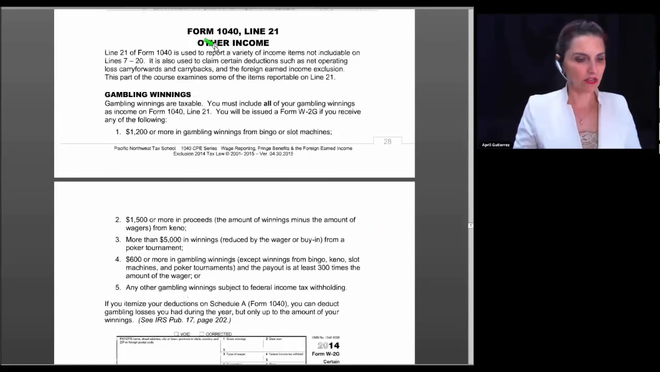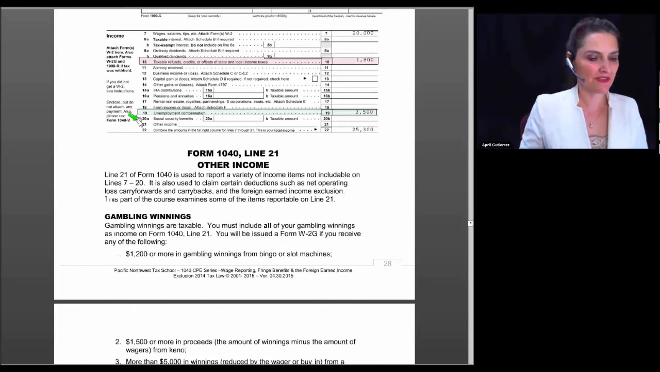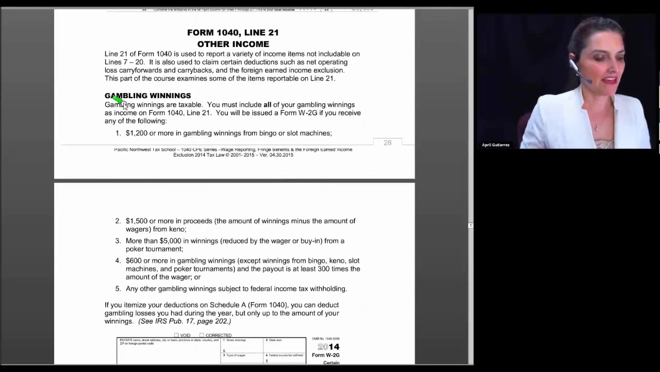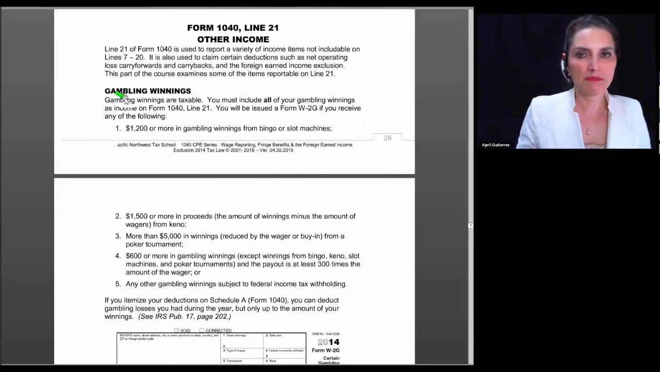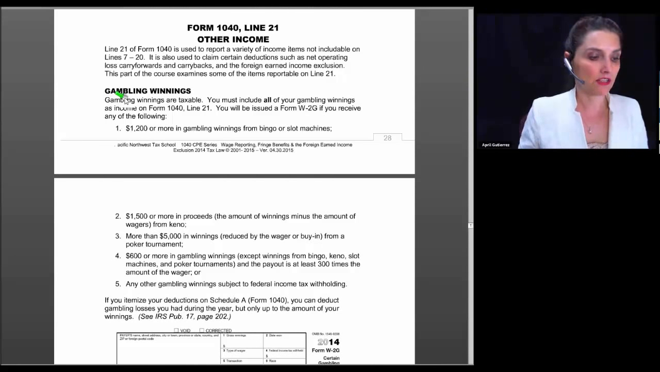The next line we're going to look at is the other income line. So we're moving on to line 21 now, this other income line. And on line 21, we pretty much write in a description of whatever income item we're reporting. The interesting thing about line 21 is it's also used to claim a few deductions. So you could have a positive or a negative number on line 21.